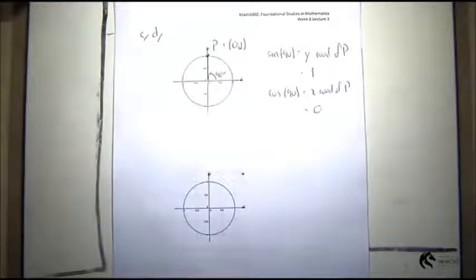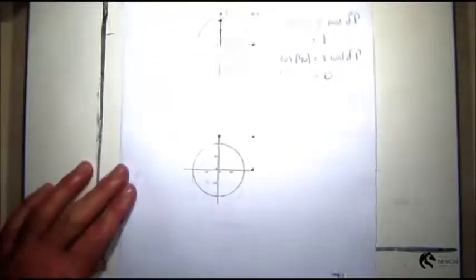These cases were quite easily doable because we could read off the coordinates straight away. When we get down to E and F, the coordinates aren't so obvious, so we have to do a little bit of work. So let's go down now and do E and F.